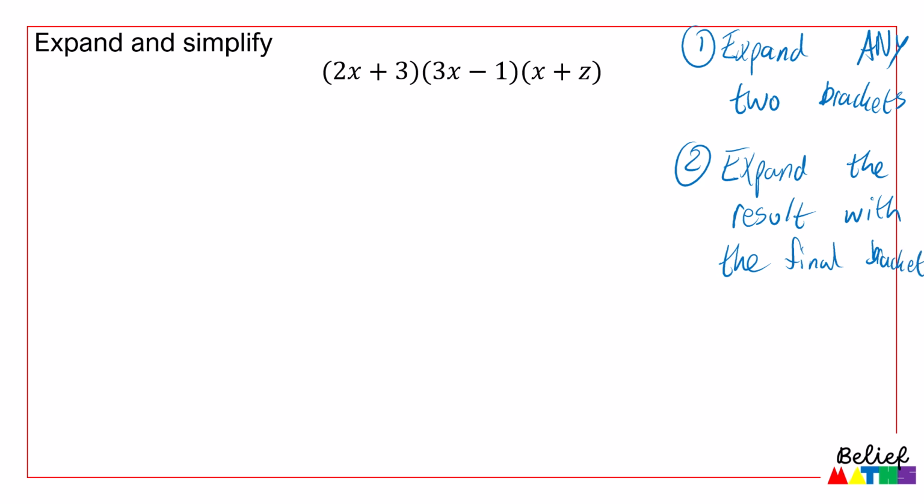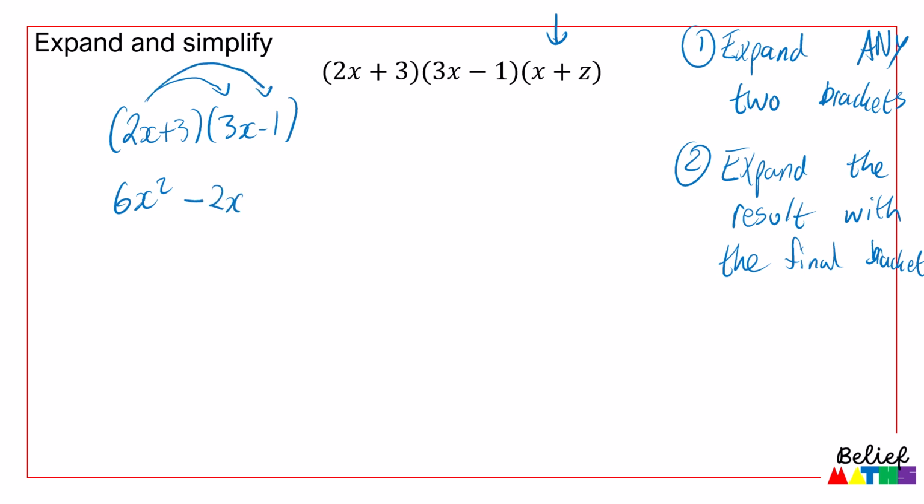So I'm going to leave this one till the very end because it's got a z in there, so it could complicate things. So we're going to start by just expanding our first 2 brackets. Again, I'll just do it over here on the side just to make it a little bit tidier. So 2x plus 3 and 3x minus 1. I'll use the same method I used the last time. So 2x times 3x is 6x squared. 2x times negative 1 is minus 2x. 3 times 3x is plus 9x. And then 3 times minus 1 is minus 3.